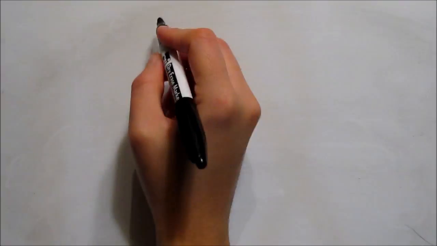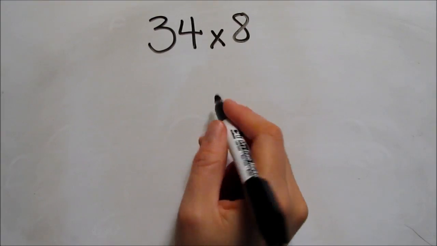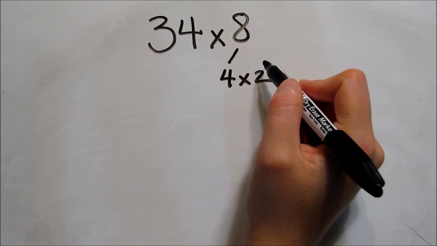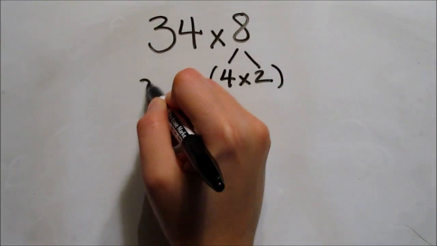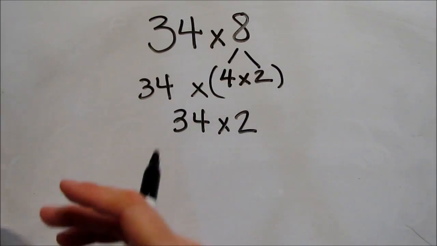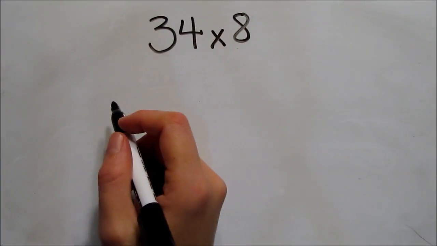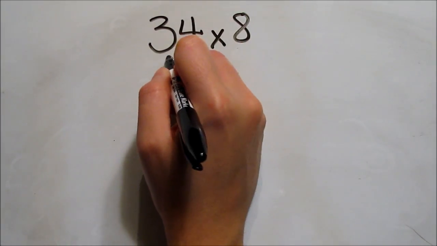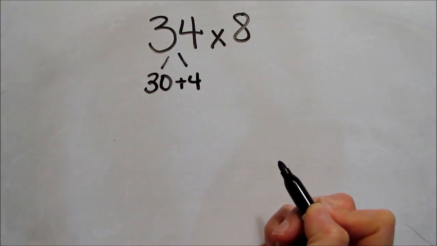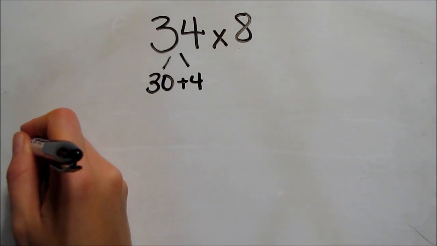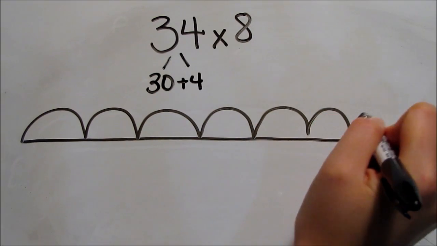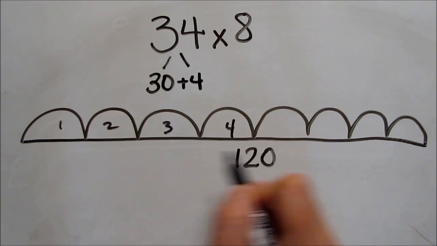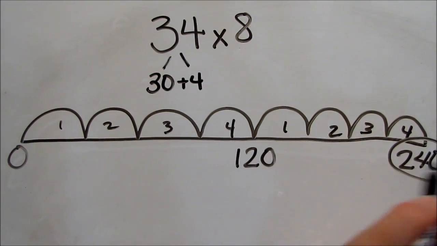Let's do 34 times 8. Again, I don't know the answer to this one before I start. I'm actually thinking about breaking down the 8. I could make 4 groups of 2, and 2 times 34 seems like a pretty easy problem. But let's break apart the 34. So many options for solving it. If I do 8 jumps of 30, I know that 4 of those jumps will get me to 120. So 4 more jumps would land me on 240.